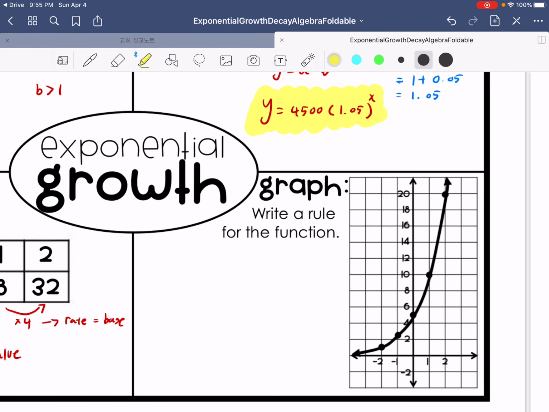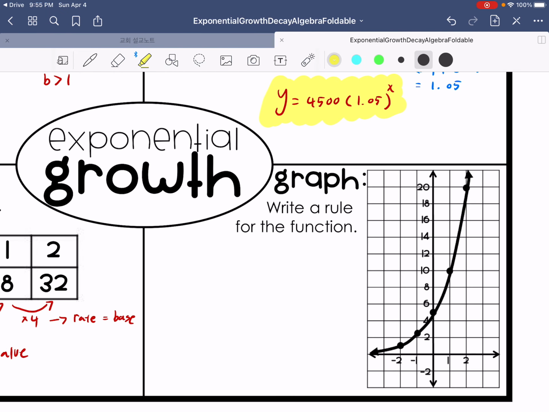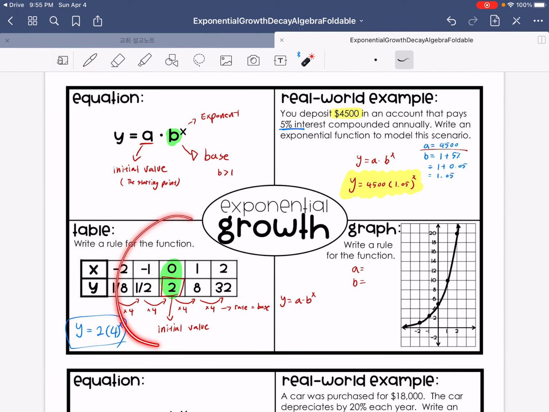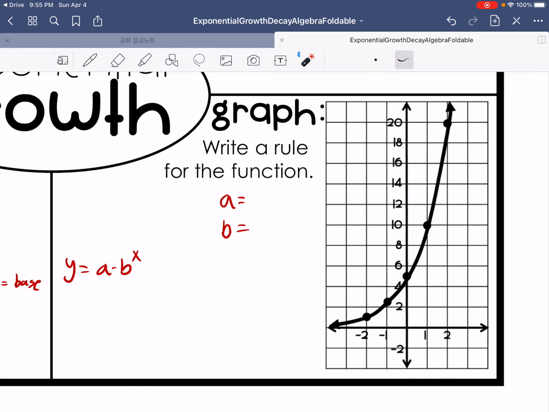All right. Let's do the graph here. Now we gotta find, again, you have to know, we have to find A, which is starting point, B, which is our rate, and y equals a times b to the x power, right? So A is starting point, and just like here, you have to find where x is equal to 0. So this point, this is going to be our starting point between 4 and 5, right? So y-intercept, that's going to be our initial value. So it's going to be 5.